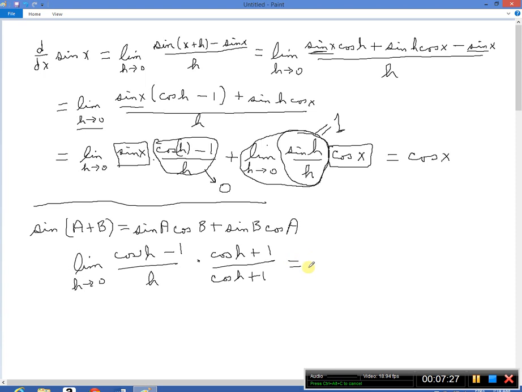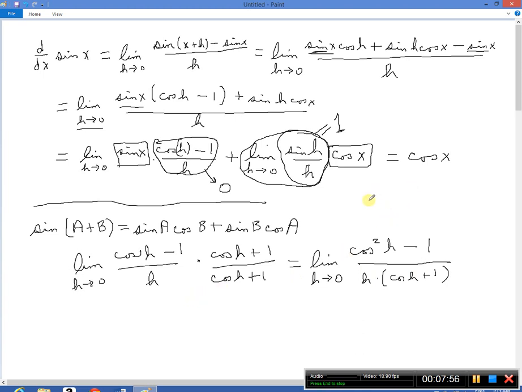So that's going to give us the limit as h goes to 0 of, now you multiply that by the conjugate so that you get the first thing squared minus the second thing squared. So we're going to get cosine squared of h minus 1 squared, and that's going to be divided by h times the cosine of h plus 1.